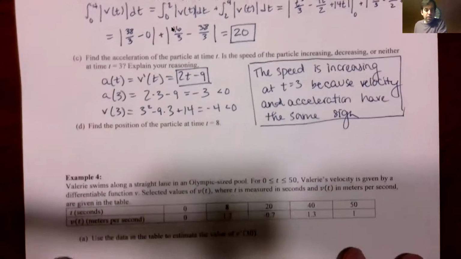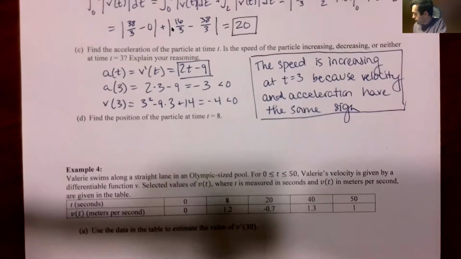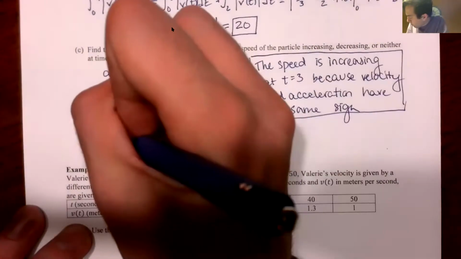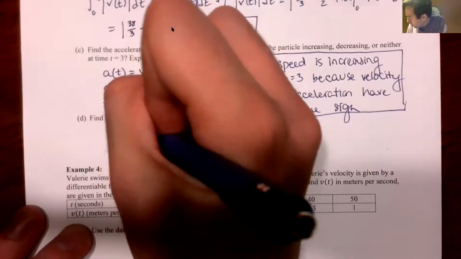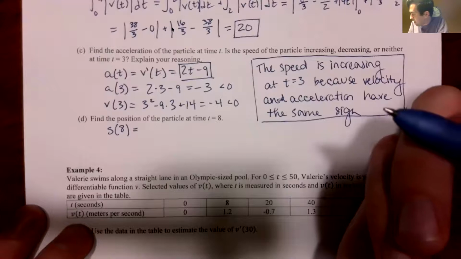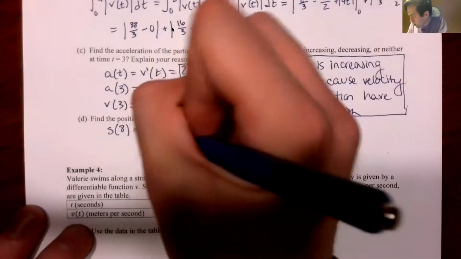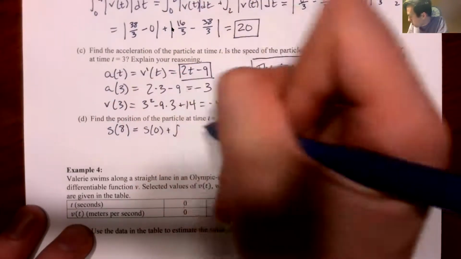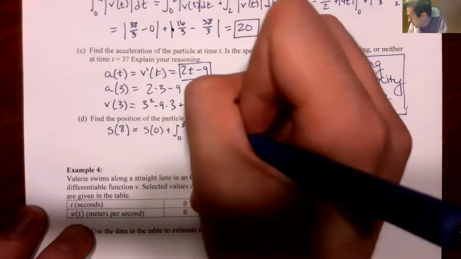Part D, find the position of the particle at time t equals 8. All right, so we're going to use that formula again for position, where we start with the initial position that we know, which is at t of 0. So we're going to start with s of 0, and we're going to add the integral from 0 to 8 of the velocity.